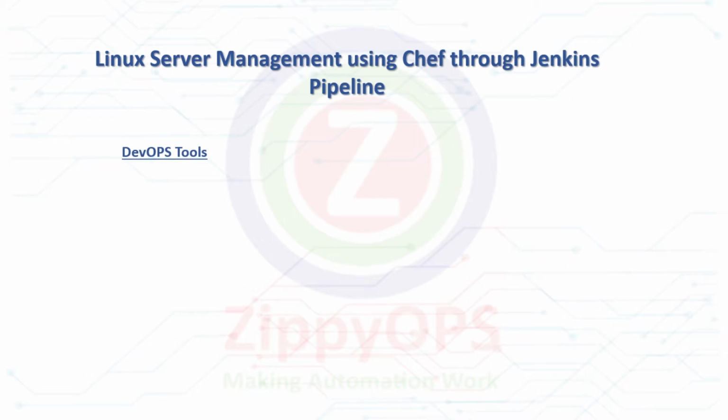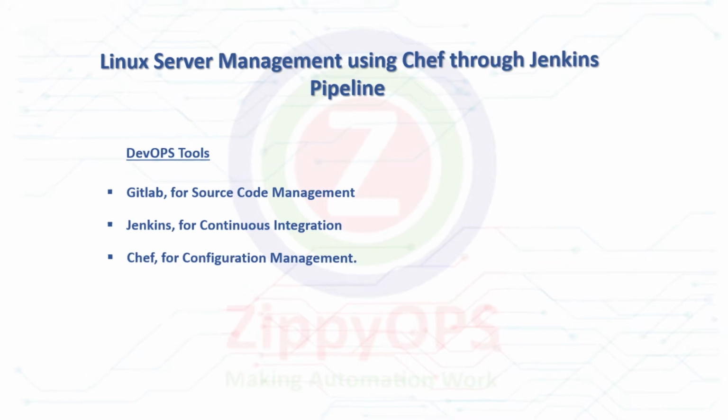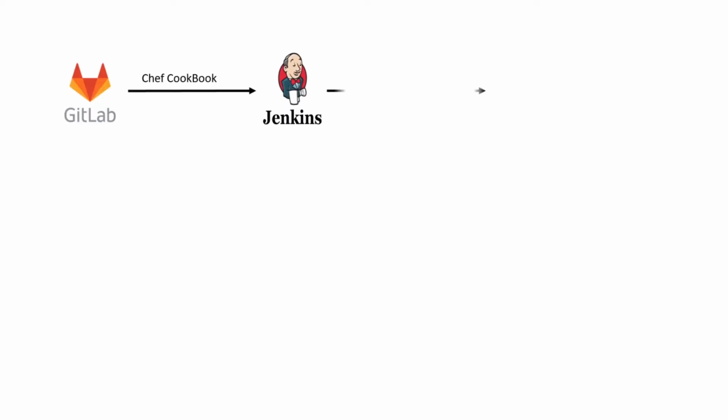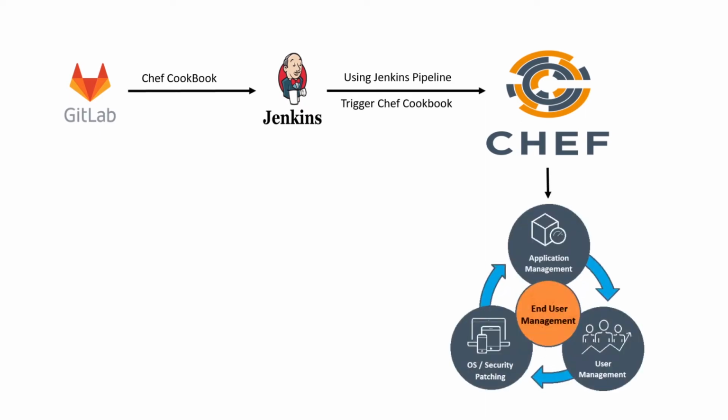The tools which are used in this Linux server management are: GitLab for source code management, Jenkins for continuous integration, and Chef for configuration management. Let's explore the workflow of Linux server management for CentOS 7 and Ubuntu 18. Jenkins job will trigger the Chef cookbook in the Linux server machines, which will perform the below tasks: application installation, application upgrade, OS patching, and creating a user on Linux machines.